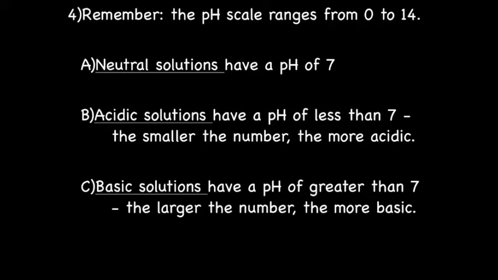So again, neutral solutions have a pH of 7. And as you move away from 7, if you move lower than 7, you get acidic solutions and they become more and more acidic the farther you get from 7. And if you move above 7, you get basic solutions, and the farther you get from 7, the more basic.